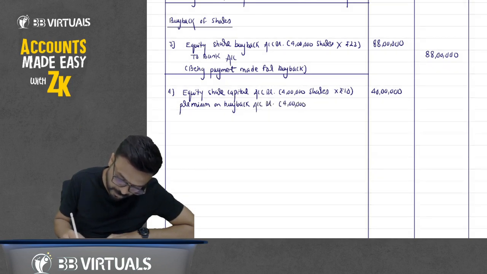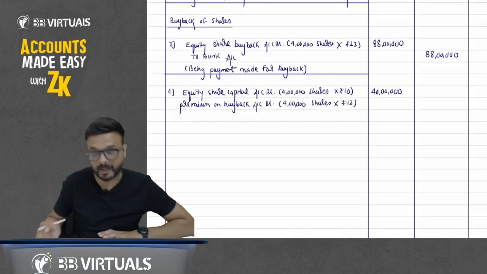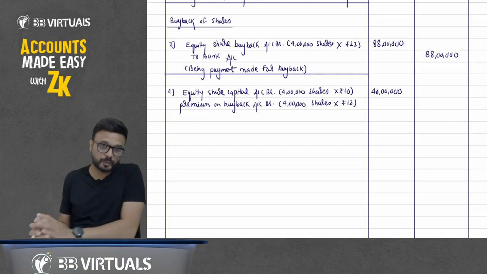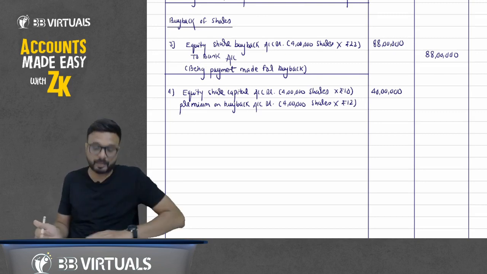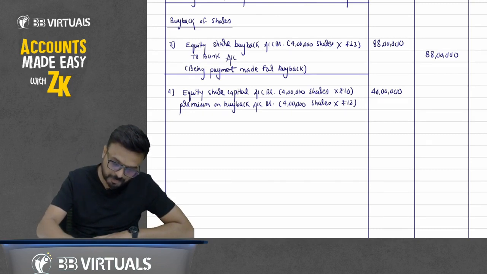4 lakh shares. For one share, how much premium are you paying? 12. We are doing the buyback at rupees 22 per share. And what is the face value of the share? 10. So additional 12 rupees we are paying. That is the premium on buyback. So this 4 lakh multiplied by 12 is 48 lakhs.